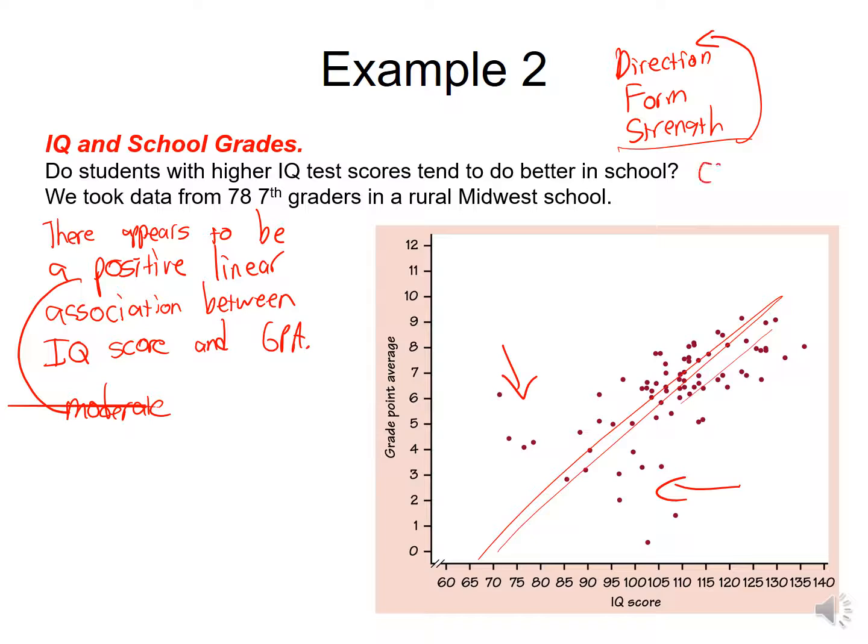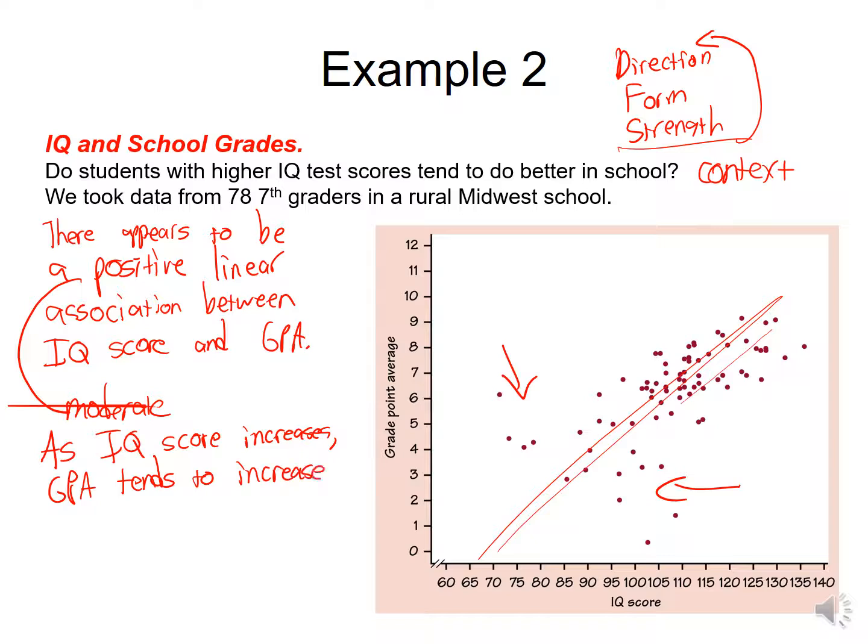And then we also need to add in context. So to say that it's positive and linear, I want to say that as IQ score increases, GPA tends to increase by a constant amount, because that's also referring to the linearity of it. We'll talk more about regression next class, but you can kind of see that there appears to be this sort of constant increase. As one goes up, the other goes up.